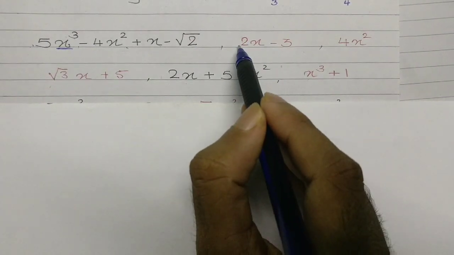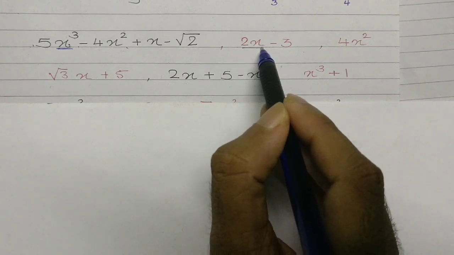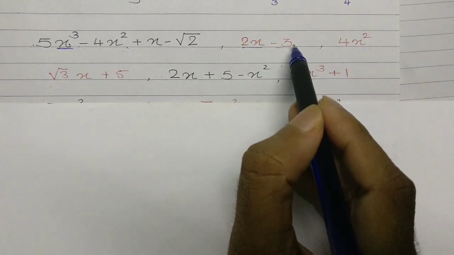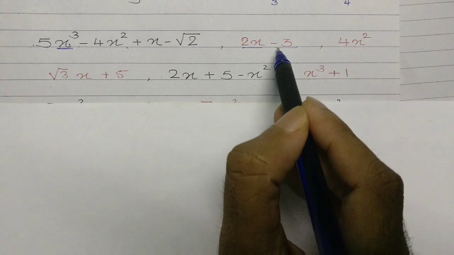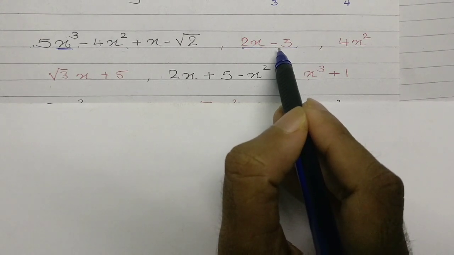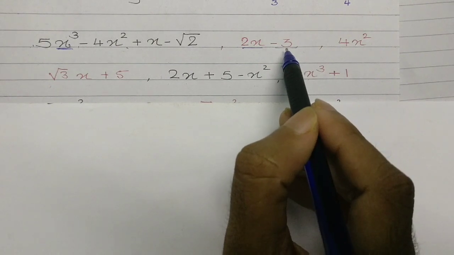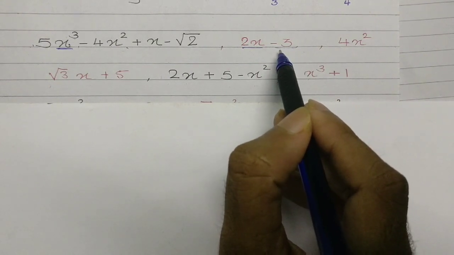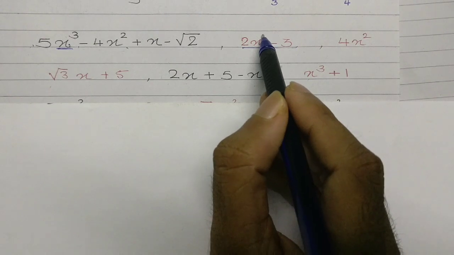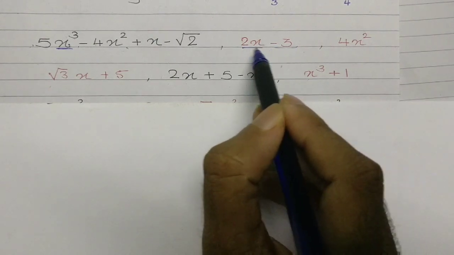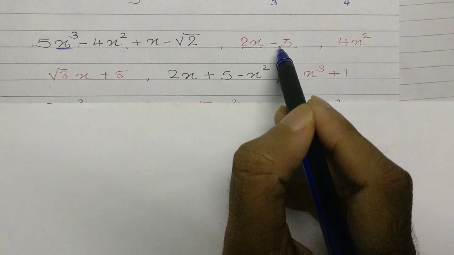Let us take this example. How many terms? 1, 2. So based on the number of terms, this is called a binomial. Based on the degree, my degree over here is 1, which means it is called a linear polynomial.